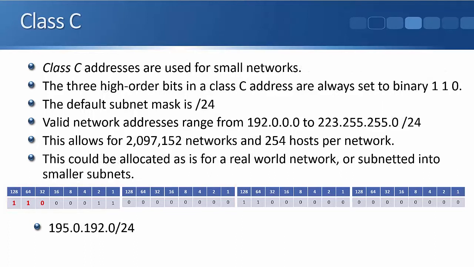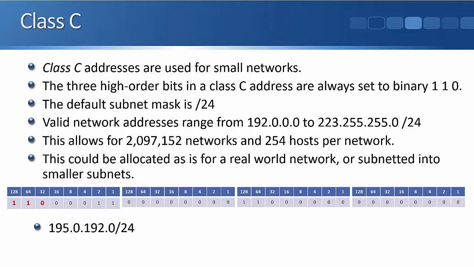The last class that we'll cover here, the last one that can be used to assign addresses to hosts, is Class C. And this is used for small networks. You saw that in Class A, we've got the first octet, so /8, is used for the subnet mask. Class B, the second octet, it's a /16. And with Class C, the default subnet mask is a /24, up to the end of the third octet.